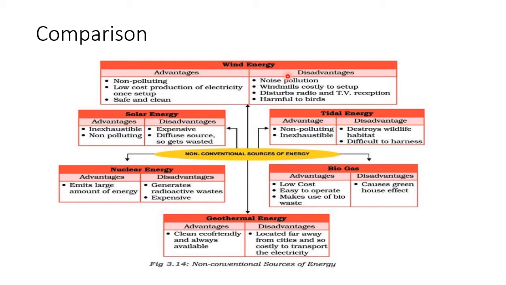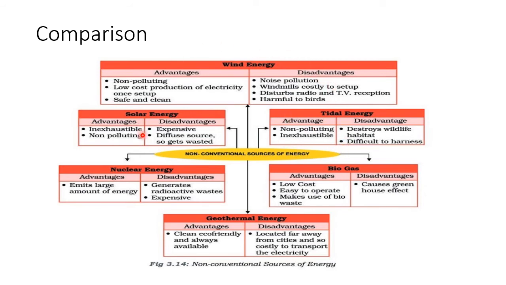Also, there is a lot of disturbance in the radio and TV reception if the windmills are too tall. And it is harmful to birds because they may mistake it for something else and meet with accidents. So these are the disadvantages of wind energy and tidal energy.